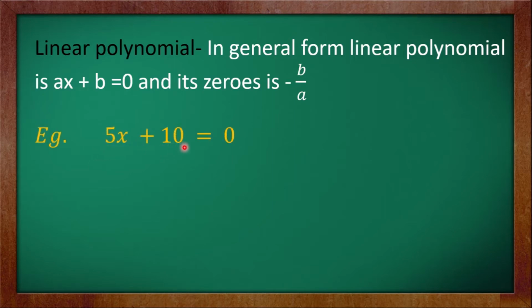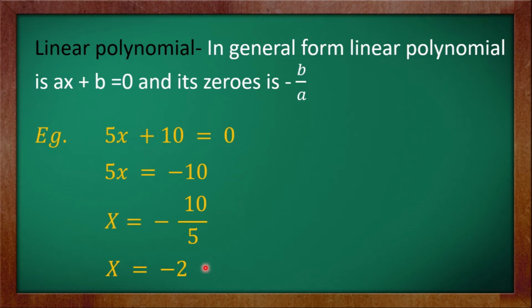5x plus 10 equals to 0. First of all, we will find the value of x. Take 10 to the other side. 5x equals to minus 10. We have to find the value of x. x equals to minus 10 upon 5. After solving this, we get x equals to minus 2. That is the zero of linear polynomial 5x plus 10 equals to 0.